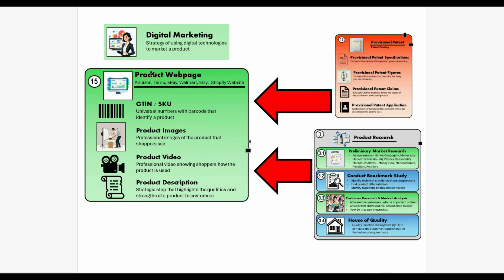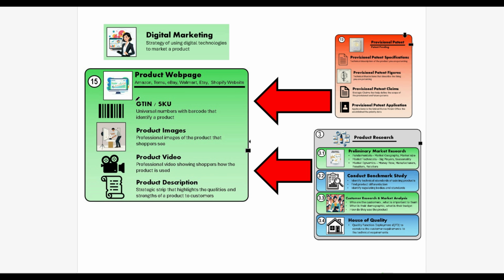Okay, product web page. Obviously, when you're launching your product, you need a website. All that is part of digital marketing. You're going to be selling on Amazon, Temu, eBay, Walmart, Etsy, Shopify, your own store, right? Or you'll be selling it to resellers. So all these things can be done through a web page or a specific funnel that clients will come into and essentially swipe their credit card and give you money. So what are some of the things you need on your product web page?